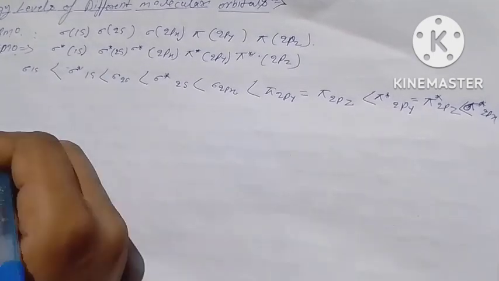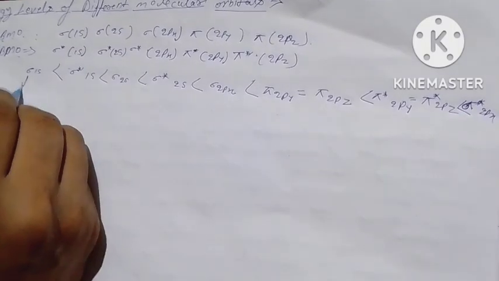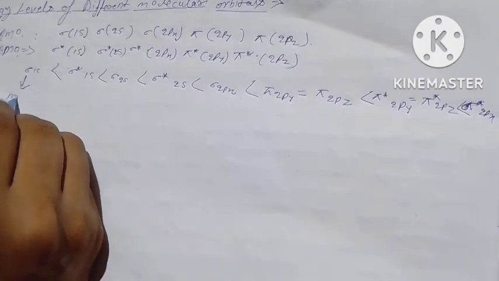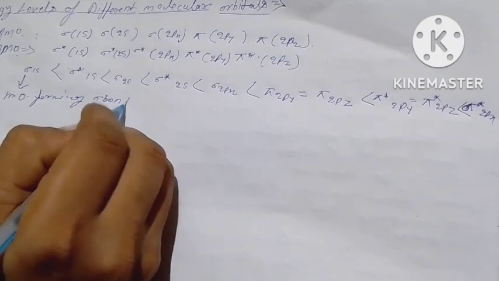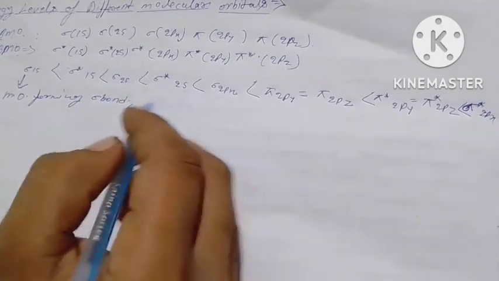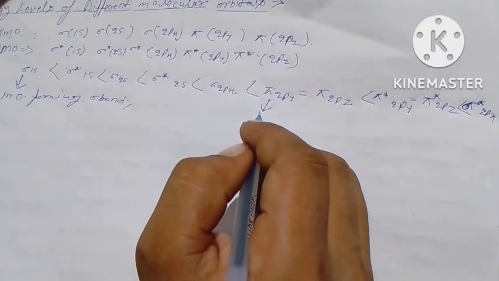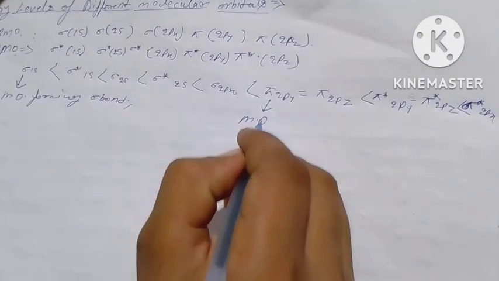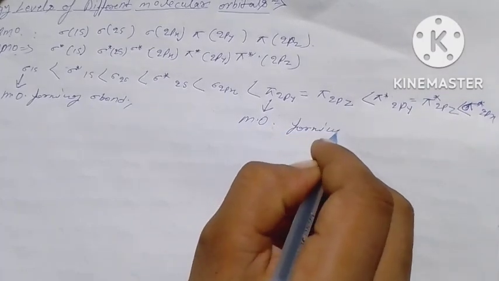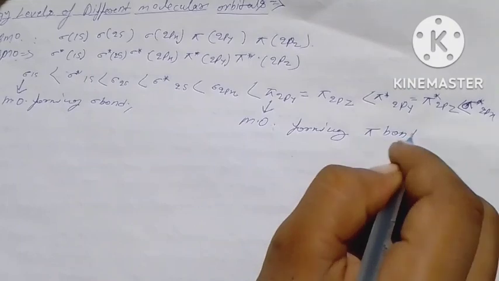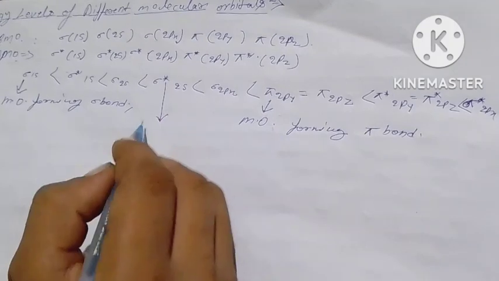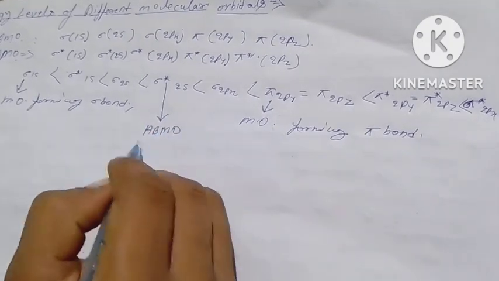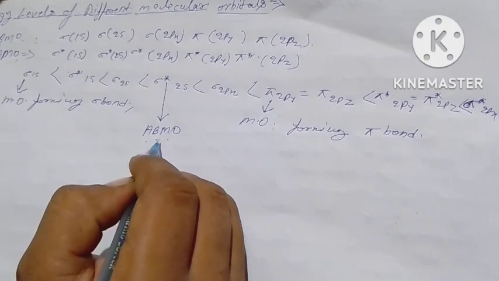Sigma denotes the molecular orbitals forming a sigma bond, and pi denotes the molecular orbitals forming a pi bond, and star denotes ABMO, antibonding molecular orbitals.